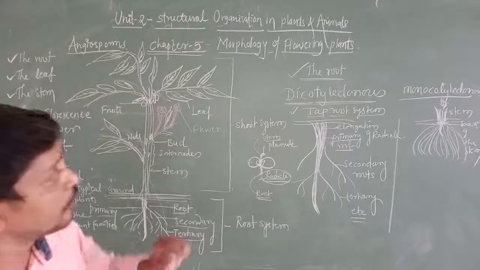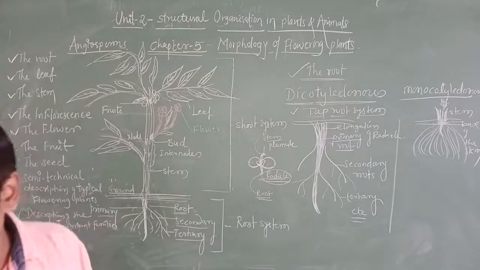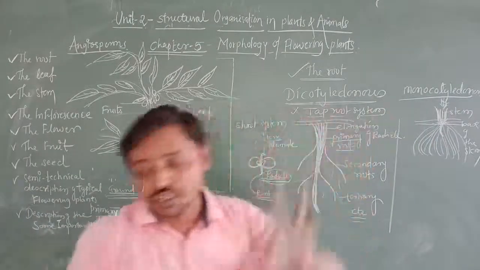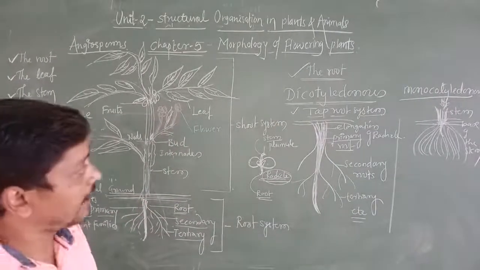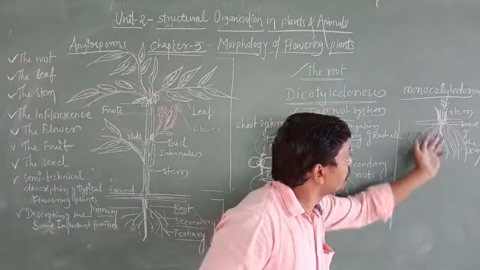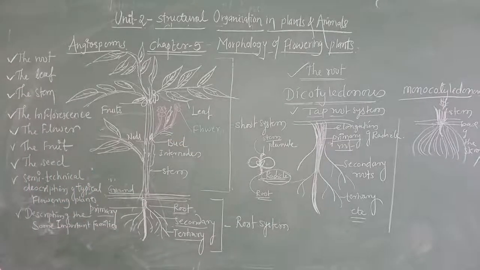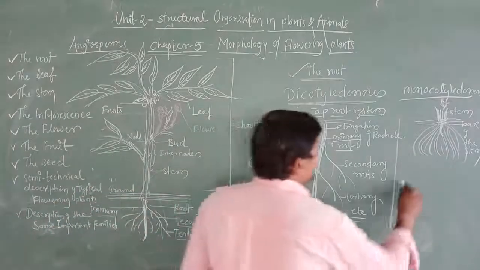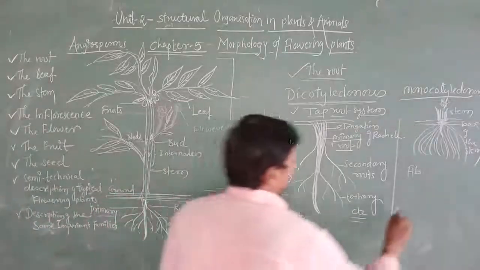In the sense, in monocotyledonous plants, the primary root or radicle is short-lived and is replaced by a number of roots. Those originate from the base of the stem, and these are going to form a fibrous root system.